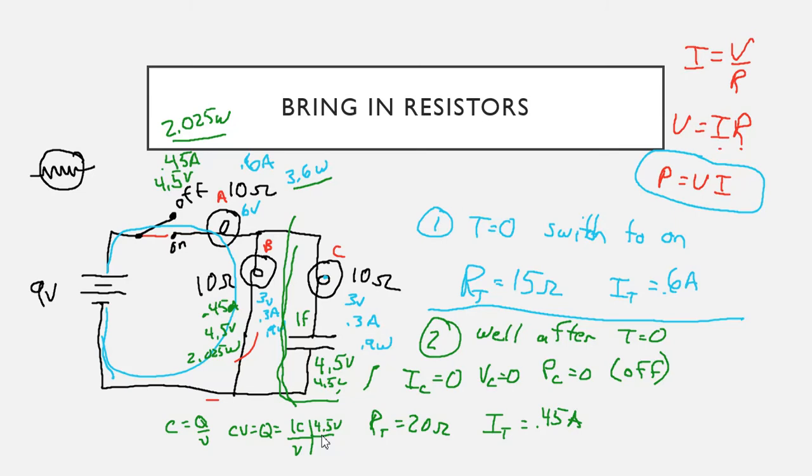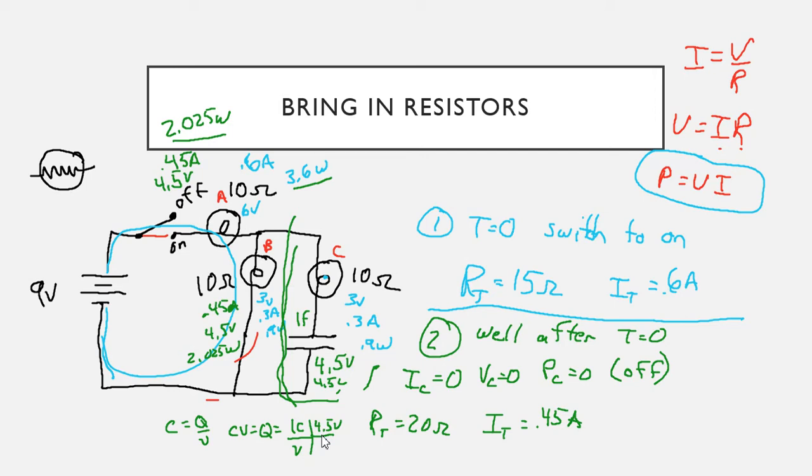4.5 coulombs of charge, that's a lot of charge. So if we discharge this quickly, we're going to generate an enormous amount of current flow and heat for an extremely short amount of time. But there we go. Now we have everything for this after the switch has been closed for a long period of time.